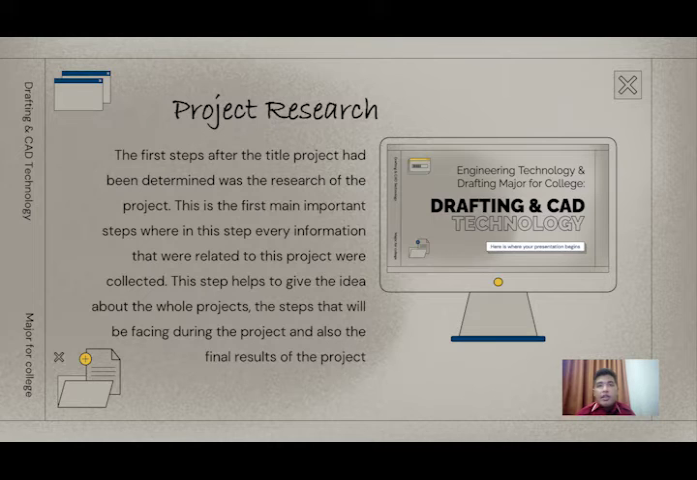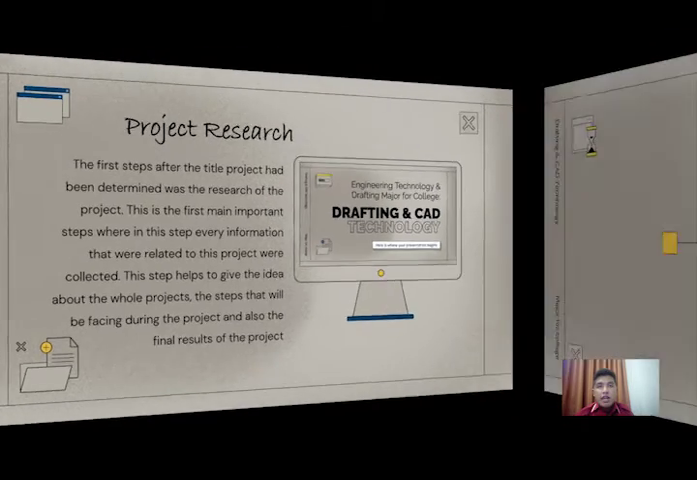The first step is project research. After the project title had been determined, the first step was researching the project. This is the first main important step, where every piece of information related to this project is collected. This step helps to give an idea about the whole project, the steps that will be faced during the project, and also the final results of the project.